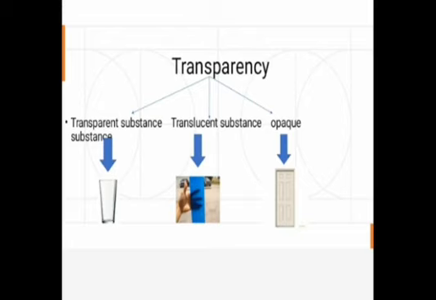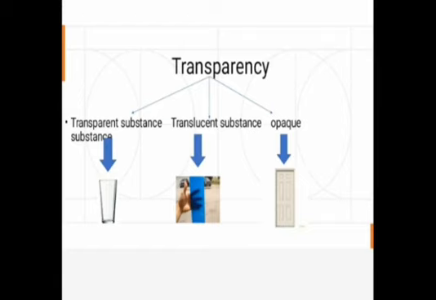There are also materials which do not allow light to pass through them, known as opaque substances. Examples are wood, cardboard, metals.